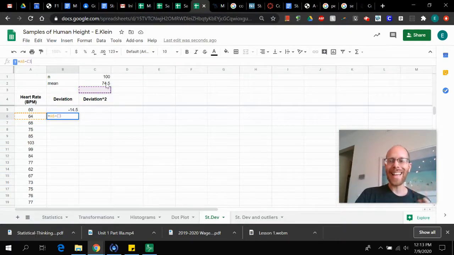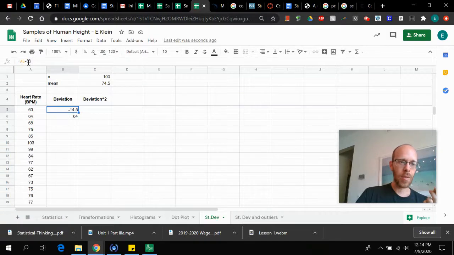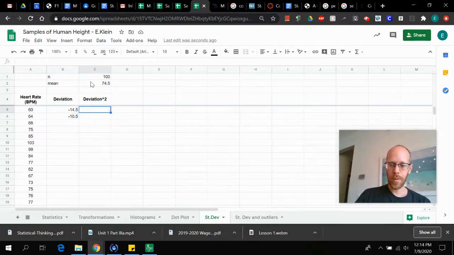We want to lock in the cell where the mean is housed, which is right here. It's in C2. So here's how you lock something in on Google Sheets. You want to come to the cell that you want to lock, and you do $C, $2. So $, column, $row, and you hit enter. Now if I take that and I copy and paste, you'll see how while the heart rate changes, the mean is locked in right here at C2. I'm going to take that, and the next thing that we need to do is square those deviations.